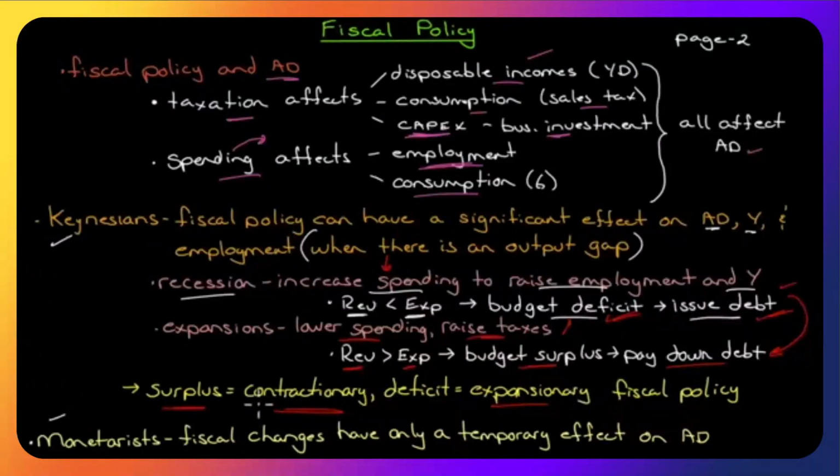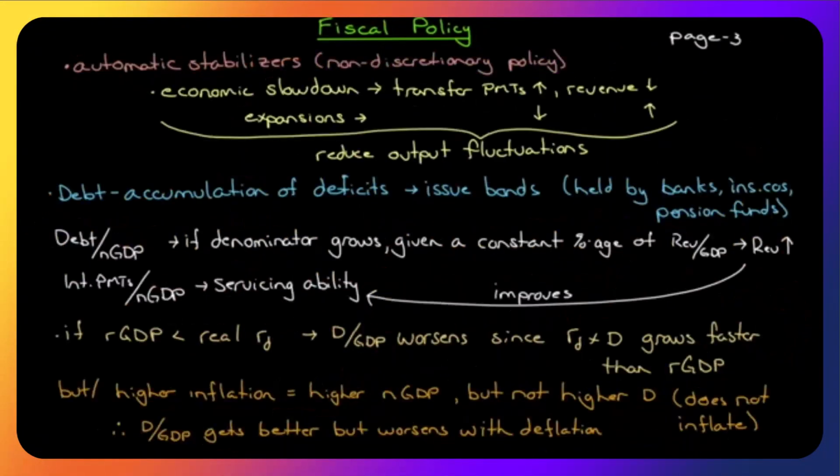Monetarists say, don't even bother with this. Any fiscal changes that you do will only have a temporary effect on aggregate demand. They'll have no long-lasting effect. There is a significant amount of fiscal policy that is in place that automatically increases the amount or decreases the amount of spending depending on what is going on in the economy. These are called automatic stabilizers or non-discretionary policy.